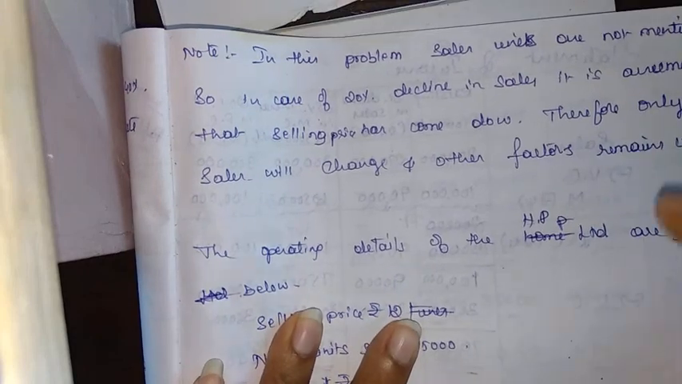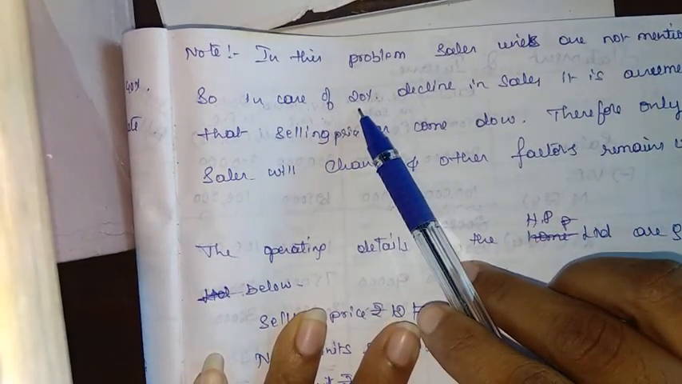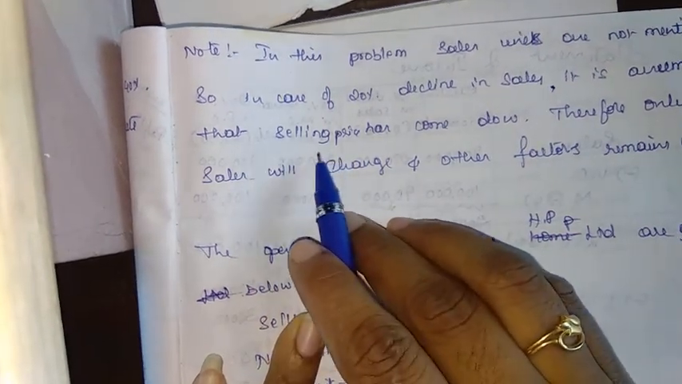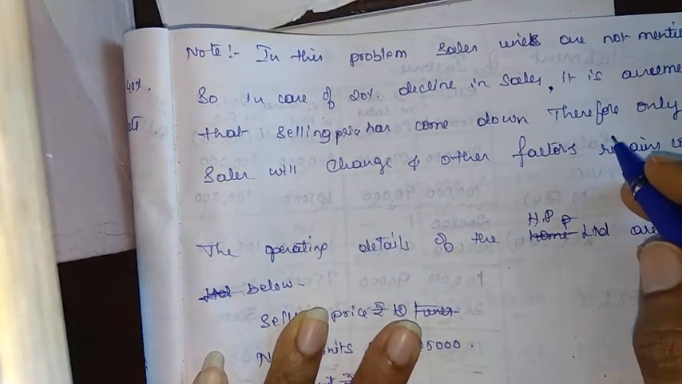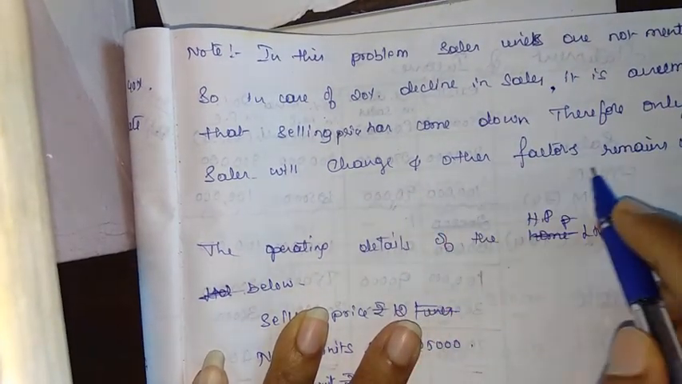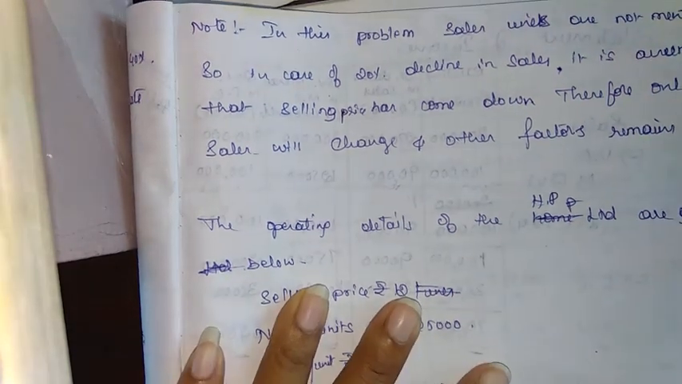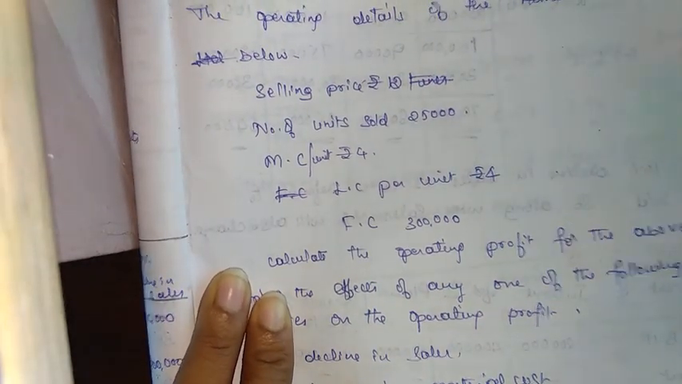So you need to write a note. In this problem, sales units are not mentioned. So in case of 20% decline in sales, it is assumed as selling price has come down. Therefore, only sales will change and other factors remain constant. That means variable cost will not vary. So we'll see one more problem, and this is the last problem we are working in this chapter.